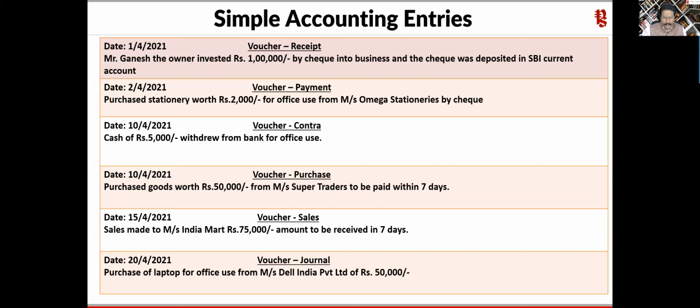The first transaction is a receipt entry, where it says Mr. Ganesh, the owner, invested rupees 1 lakh by check into the business, and the check was deposited in the SBI current account. So basically, this is an introduction of capital into the newly started business, right? I will start with Tally Prime. The experience of capturing the voucher in Tally Prime and in Tally.ERP is going to be the same, except for the slight changes that have happened, which we will see. So first, let me start with Tally Prime, right?